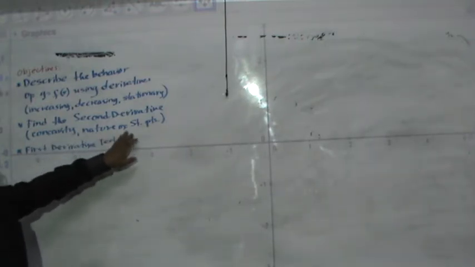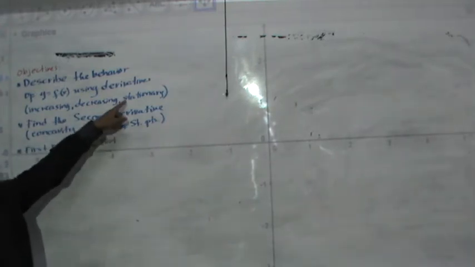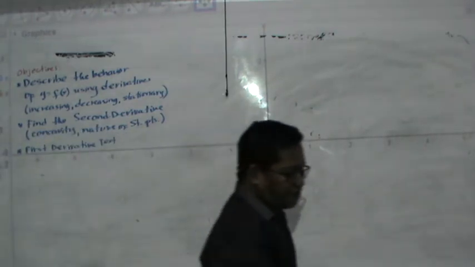And we will also discuss how to use this one to determine the nature of your stationary points. And the last one is the first derivative test. So let's begin. Suppose I have this function.